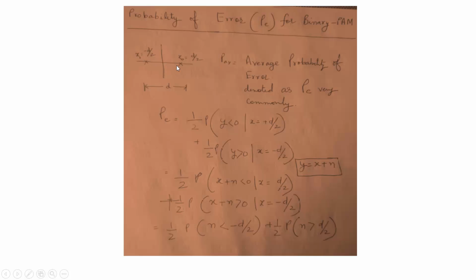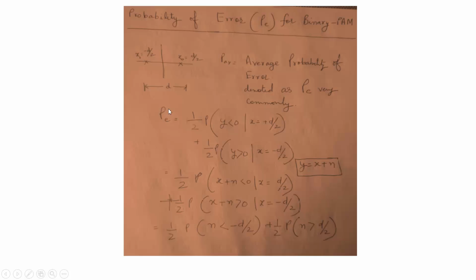Now the distance between the two points is d, and from the origin the distance of each point is d by 2. So that means this point will be plus d by 2, which is x naught, and x1 will be minus d by 2. Now we will calculate the average probability of error, which is very commonly denoted by PE.